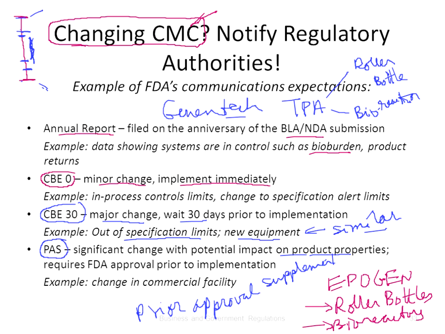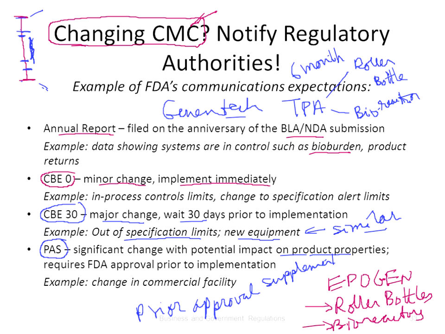So this was a major thing. Their approval was delayed by more than 6 months. Can you imagine how much money they lost and what happened to their stock price? So if there is a change that involves impact on product properties, you better wait for the FDA, right, to approve it. So that's called prior approval supplement. They require FDA approval prior to implementation.